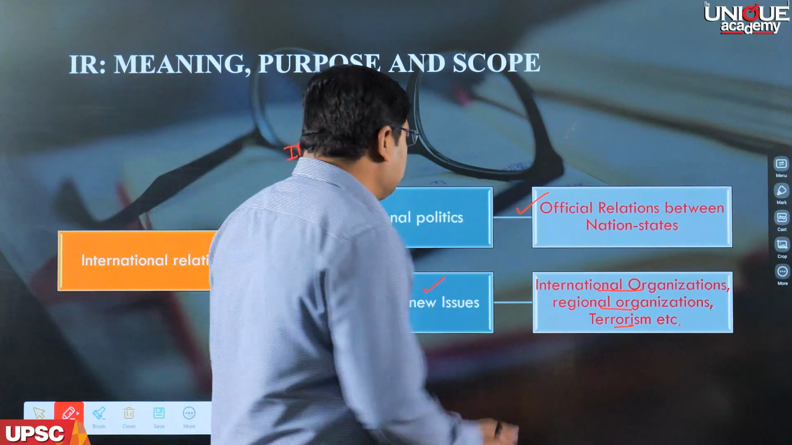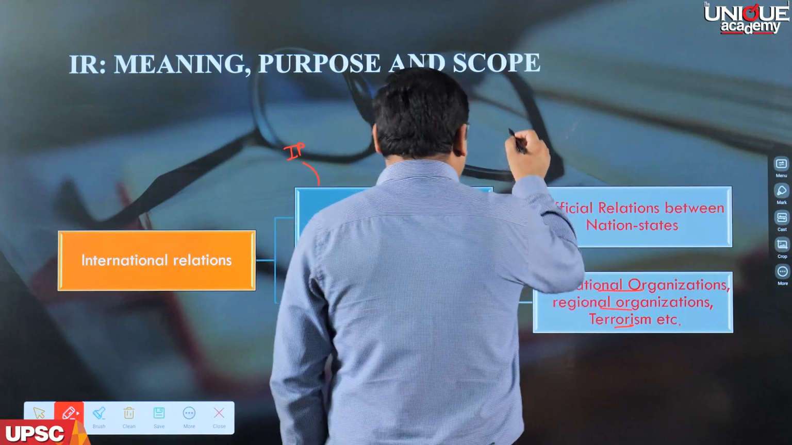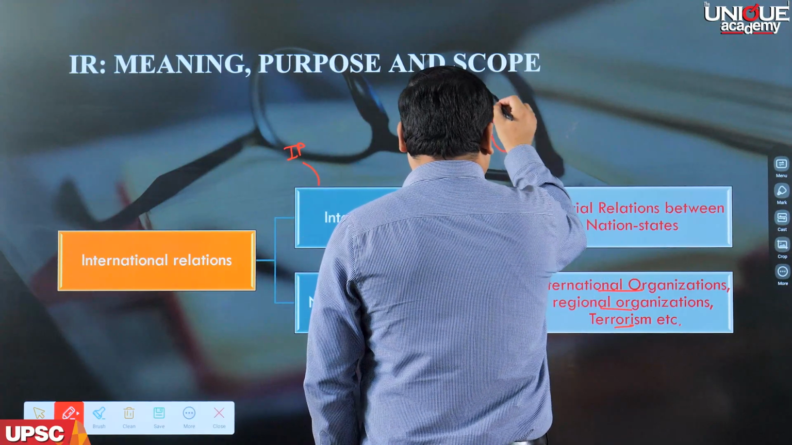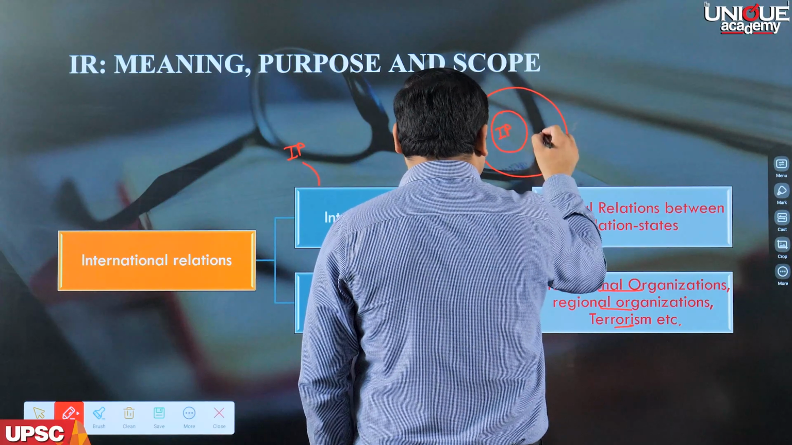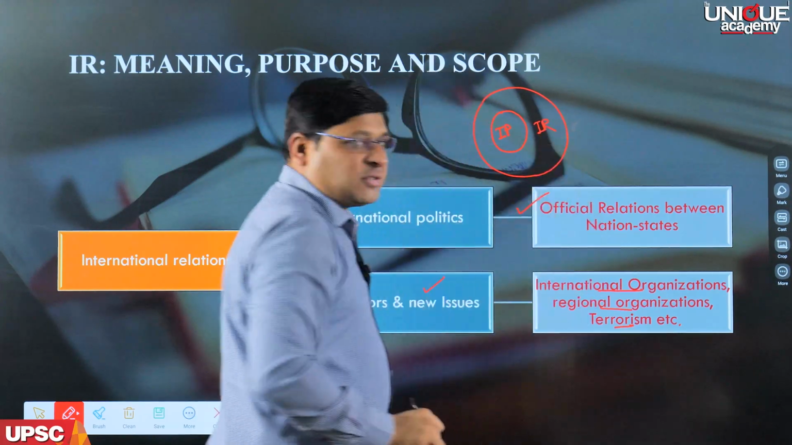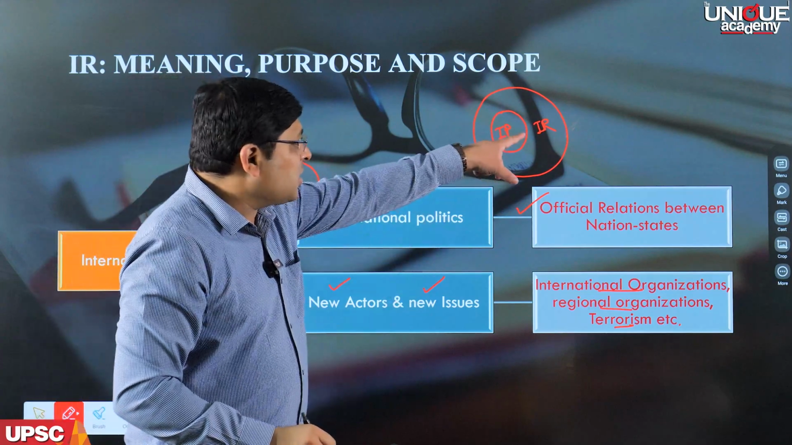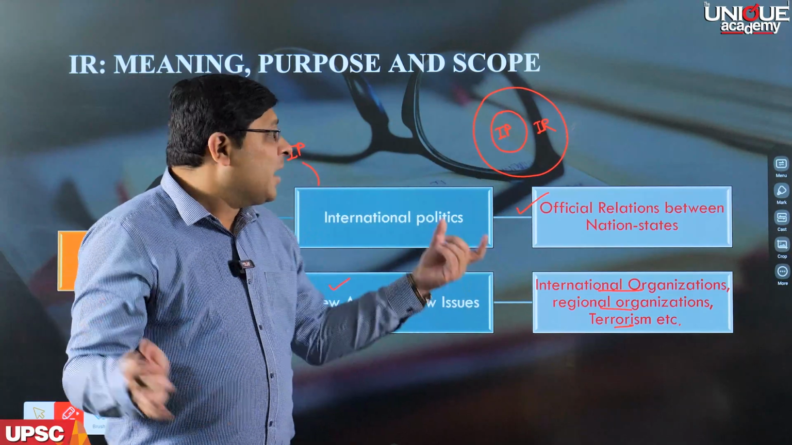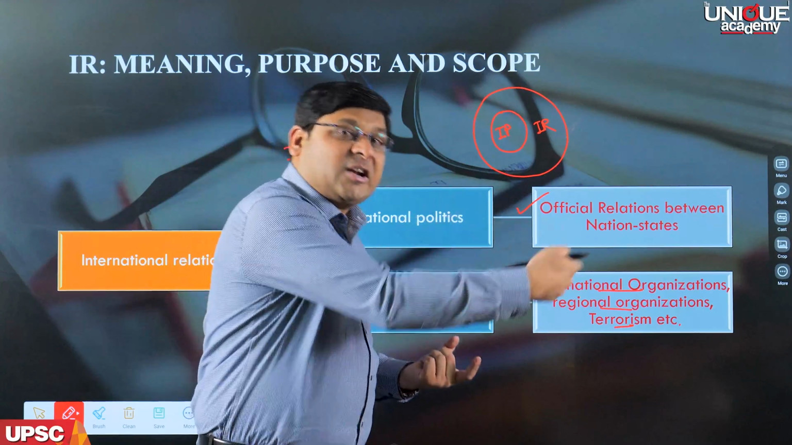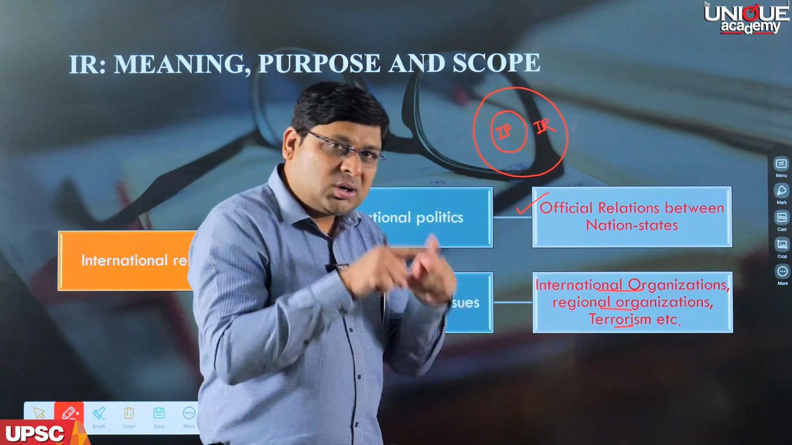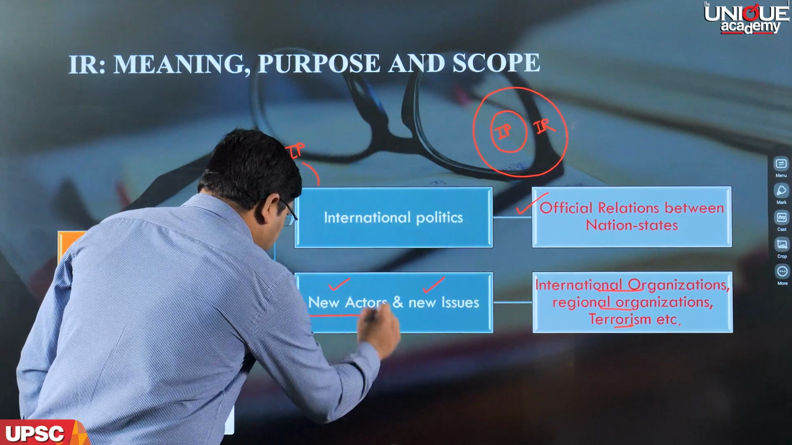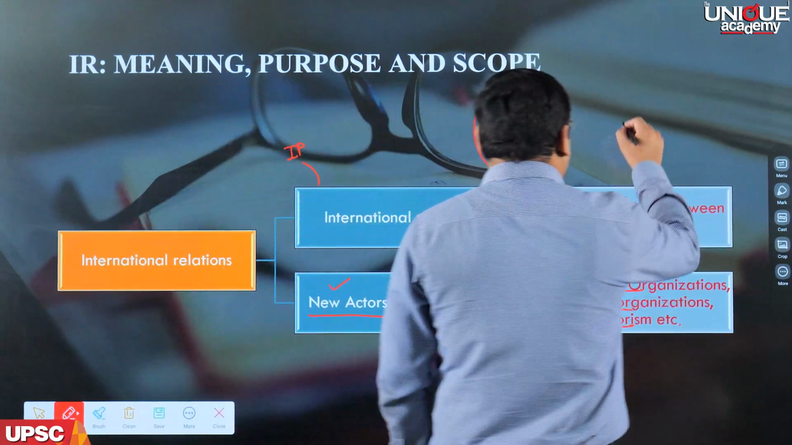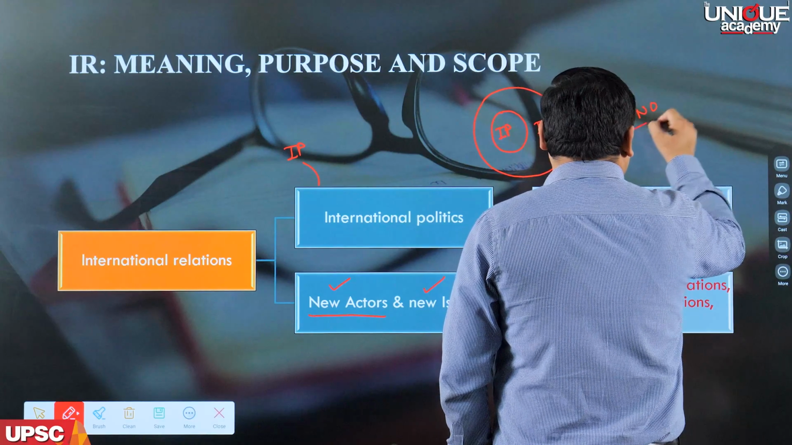Again, to make it more simple, I can use the Venn diagram. This is how you can show the relation between international politics and international relations. International relations is a wider subject, and international politics is a subset of it. It is a subset of what is called international relations. And when we say new actors, UNO was formed in 1945.